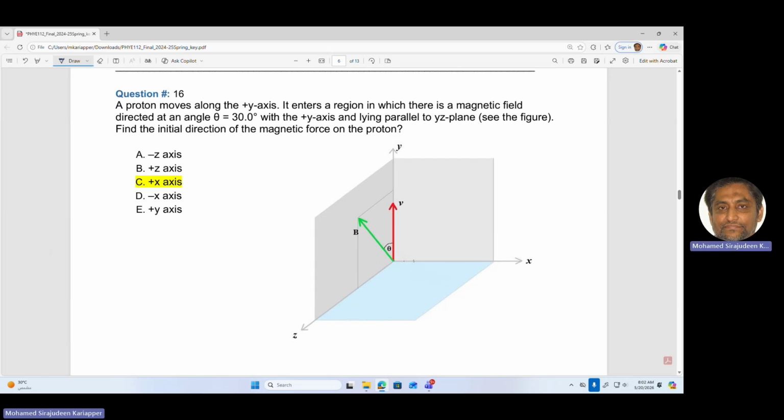Number 16. The proton moves along its axis. It enters a region in which there is a magnetic field directed at an angle of 30 degrees with the y-axis and lying parallel to the yz plane. Find the initial direction of the magnetic force on the proton. So we have to find the direction only, not the magnitude.